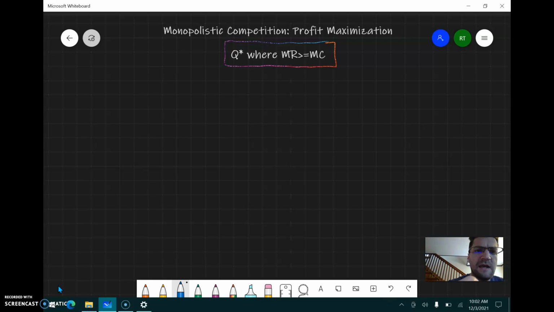We're told that the demand curve is P equals 200 minus 2Q. And we're told that the cost curve is C of Q is equal to 10 minus 4Q.